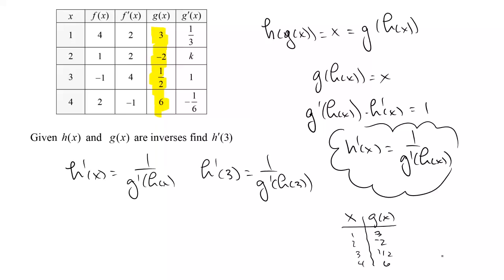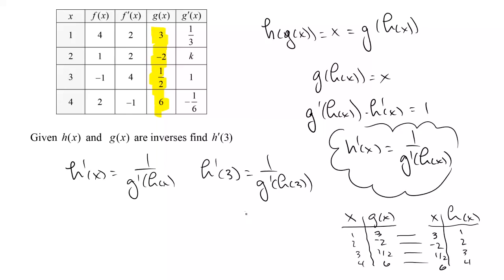Well, one of the properties of inverses is they flip-flop the x's and the y's. So if I looked at h of x, I would see this flip-flopping is just the reverse of this table we just did. So that means when h of x equals 1, 2, 3, 4, that x would have had to have been 3, -2, 1/2, or 6. And I'm just transferring those values over there.